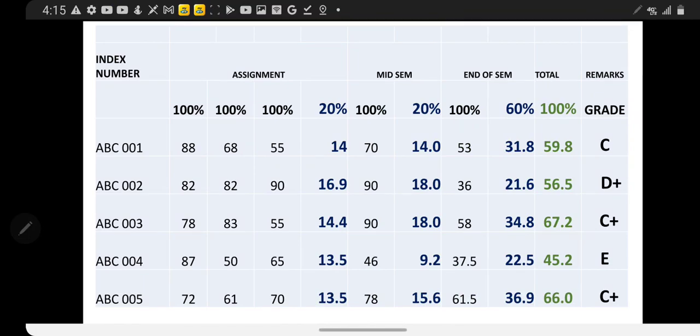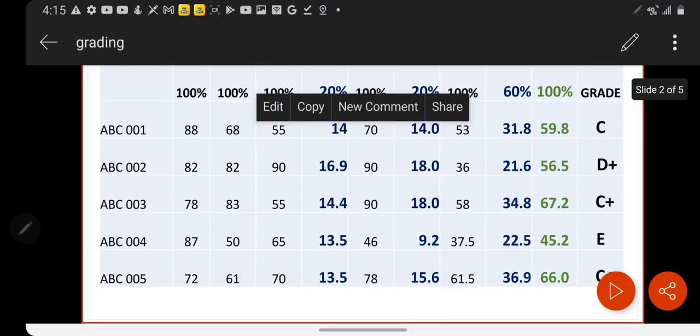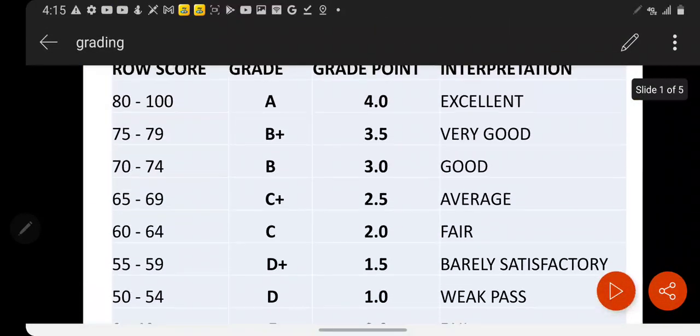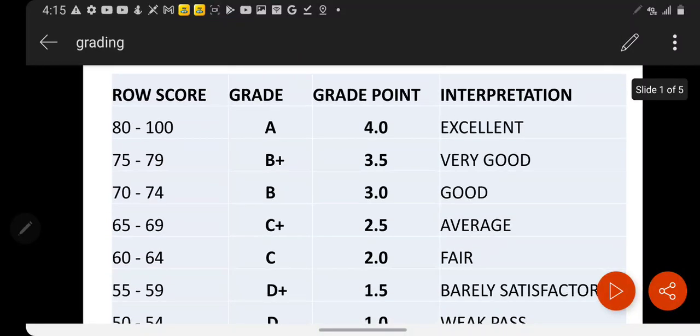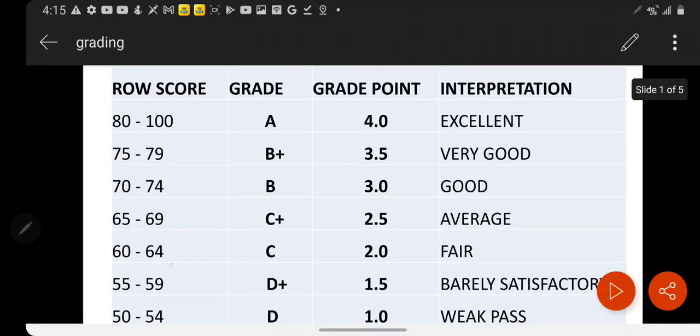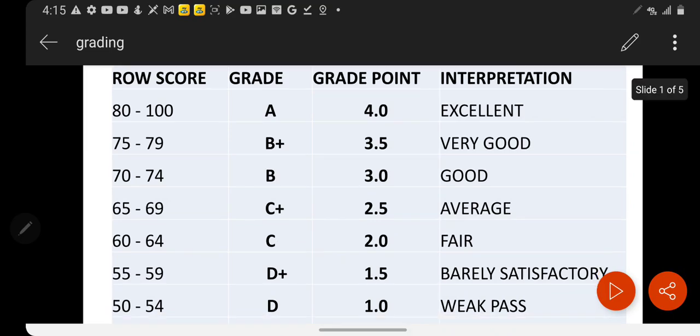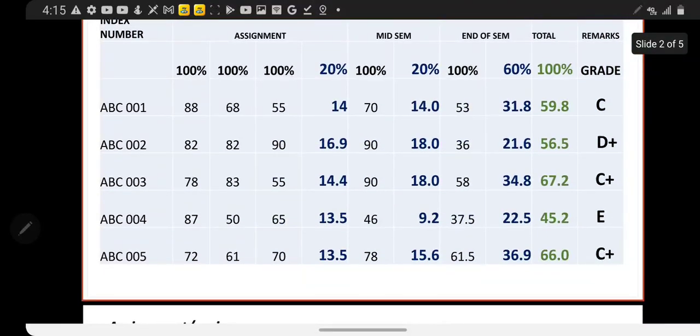And we said that 60 to 64 is C. So you could see that the person got 59.8 and the grade is C.